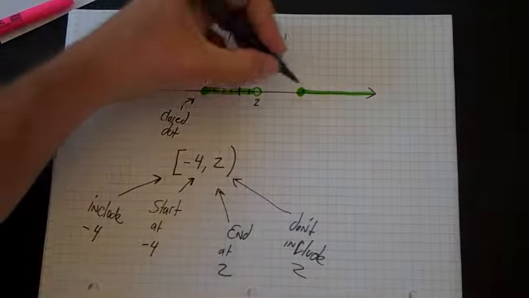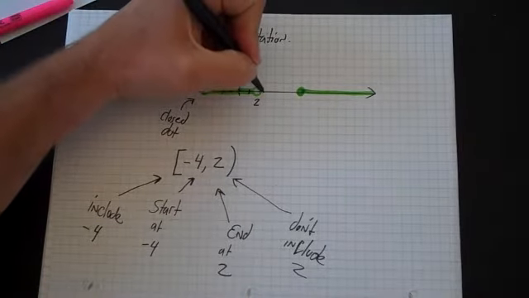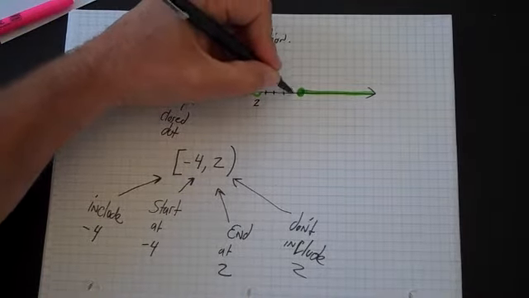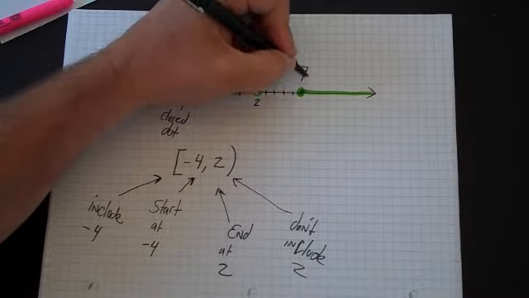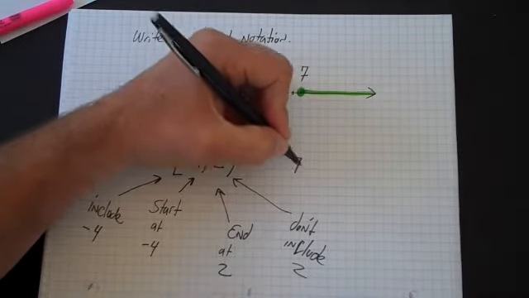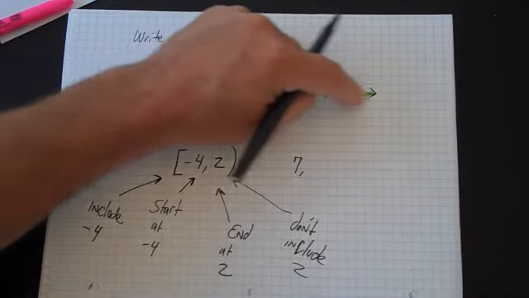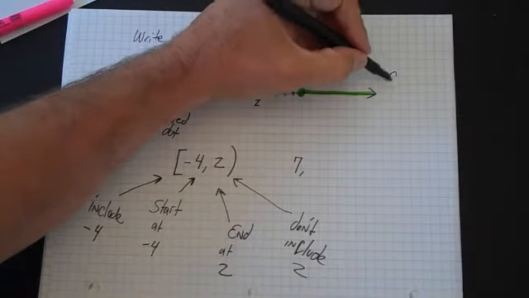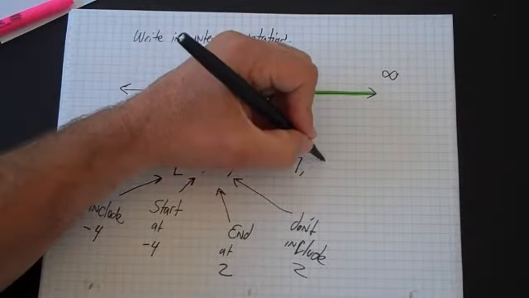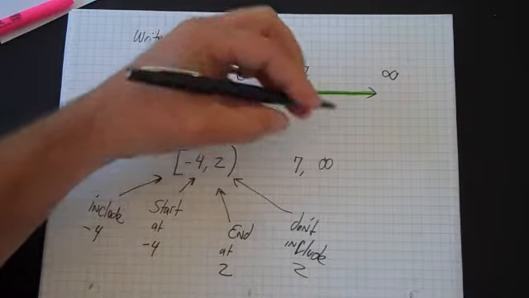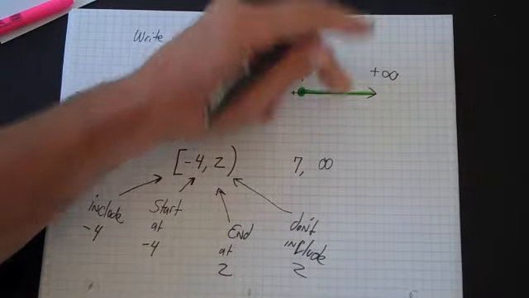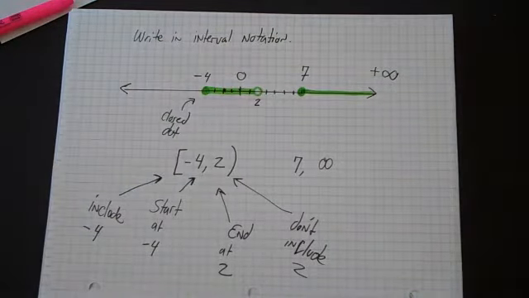The second part of the interval, let's see, 0, 1, 2, 3, 4, 5, 6, 7. So we're going to start at 7. And how far are we going to go? We're going to go forever. So we're going to go towards infinity. Sometimes people put a plus infinity there to make sure they realize that they're going in a positive direction.